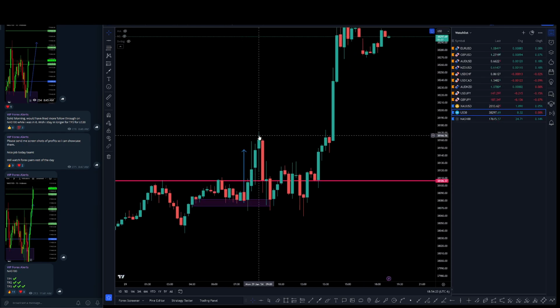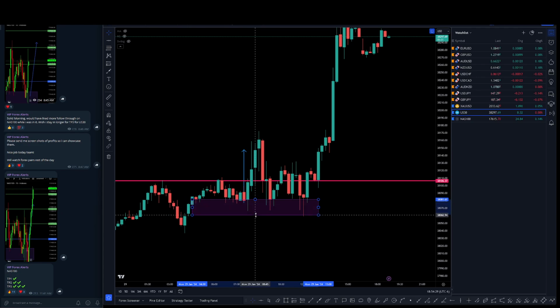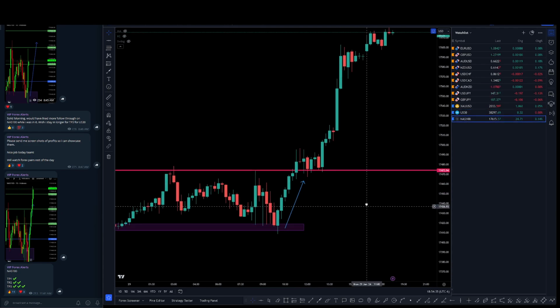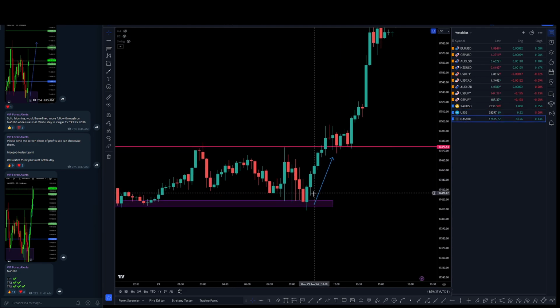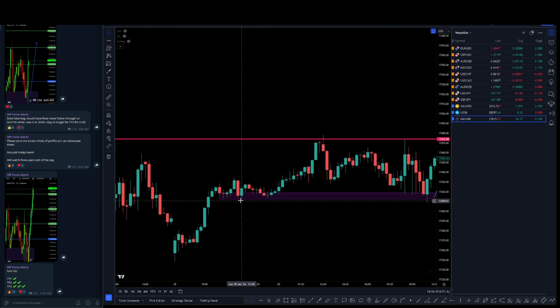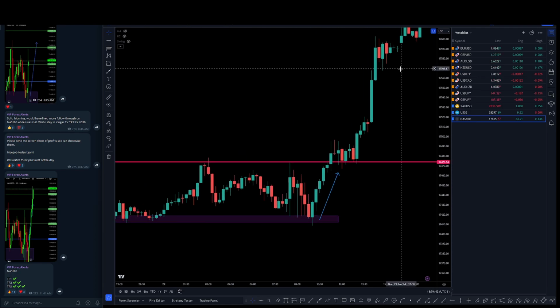US30 pushed up towards take profit 3, a little bit past that, and then she basically came down, and look, it basically held that previous zone level before she pushed up again and then squeezed up. Same thing with NAS100. NAS100 held that beautiful zone area, and then took off running today.